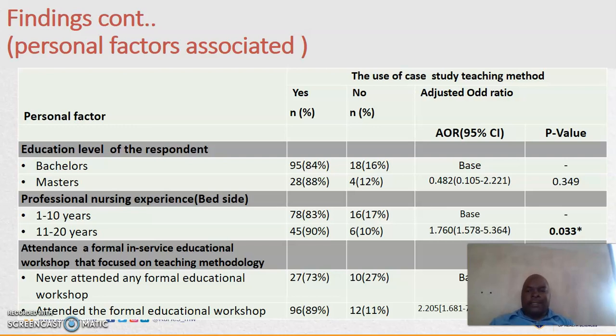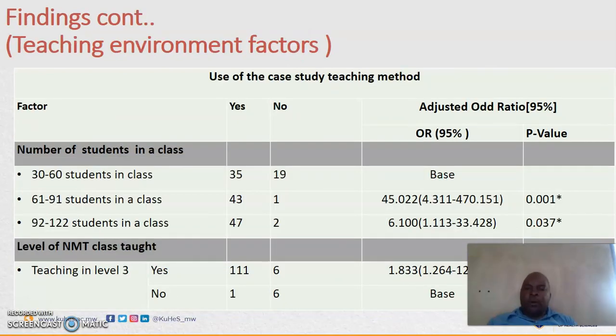Secondly, you can see that educators who attended a formal education workshop had 2.2 times more likelihood of using the case teaching method as compared to those who never attended an education workshop focusing on teaching. As you can see again, the results are also significant. On the environmental factors, you can see from the results that educators who had 61 to 91 students in class had 45 times likelihood of using the case teaching method as compared to those with 30 to 60 students in class. As you can see, the results are significant as well.